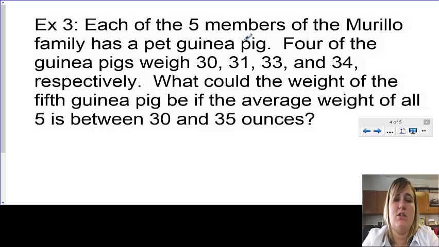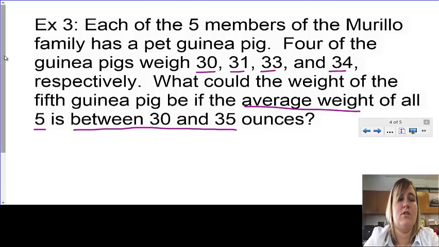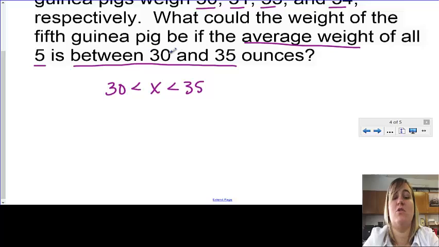On example 3, it says each of the 5 members of the Murillo family has a pet guinea pig. The 4 of the guinea pigs weigh 30, 31, 33, and 34 respectively. What could the weight of the 5th guinea pig be if the average weight of all 5 is between 30 and 35 ounces? So first of all, if I was just talking about their weight being between 30 and 35, I would say that 30 is less than x, which is less than 35. Okay, it says it's between these two. It doesn't say that it's equal to it.